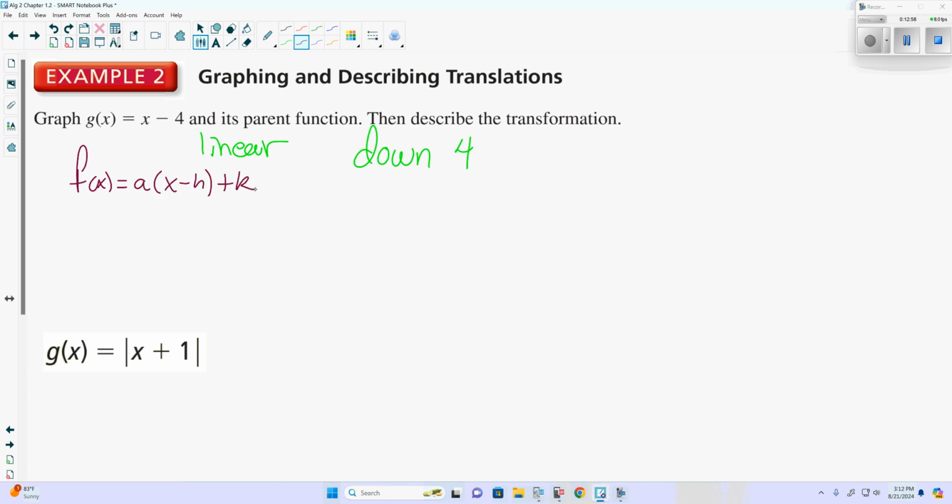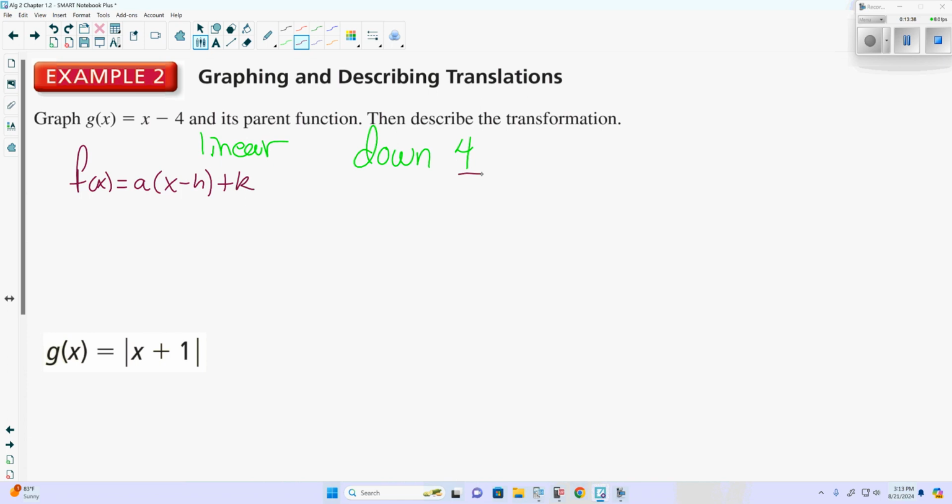Our general form: a, parentheses, x minus h, close parentheses, plus k. We have this here, yes? Do we have any parentheses written for g of x? No, it's just x minus 4, right? Technically, we could put parentheses around the x, but what that's telling us is that there is no h. h is 0, so there's no movement left or right. But that minus 4 is taking the place of k, yes? k tells us that it's going to move the graph up or down.